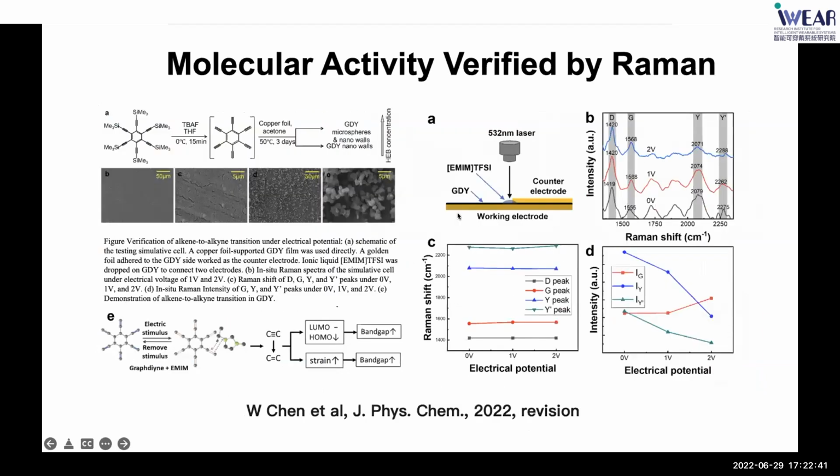And recently, we're using another kind of conventional method. We're using Raman also to verify the molecular activities. Here are the materials. We synthesize the graphene directly on the surface of copper, and we set up these testing conditions. We can also easily verify the appearance and disappearance of the characteristic peaks of the graphene.